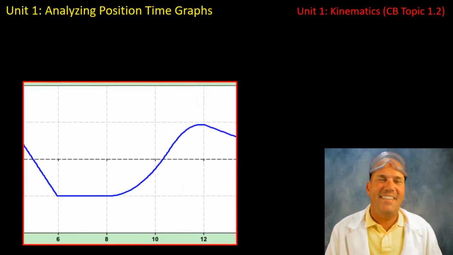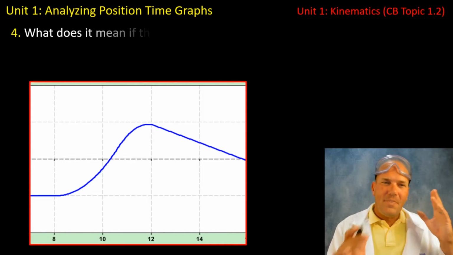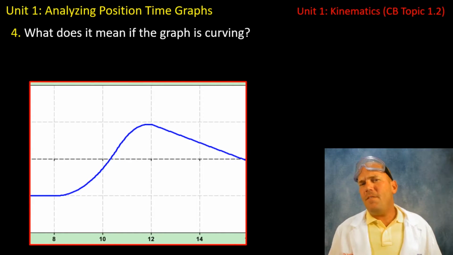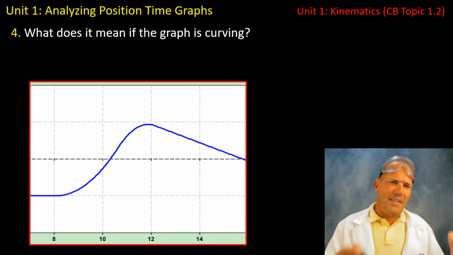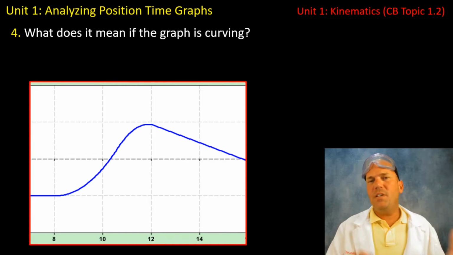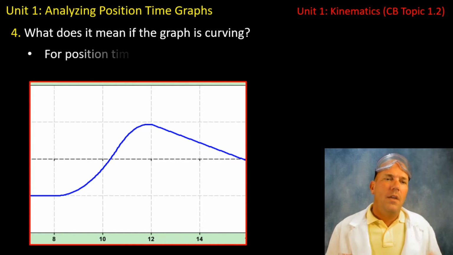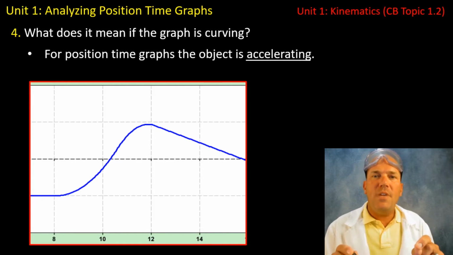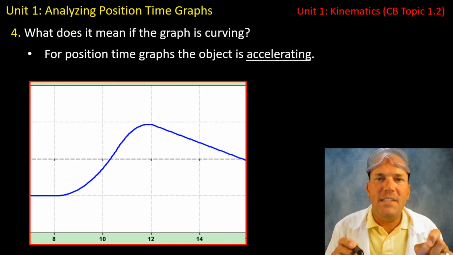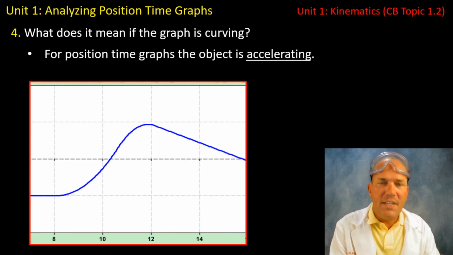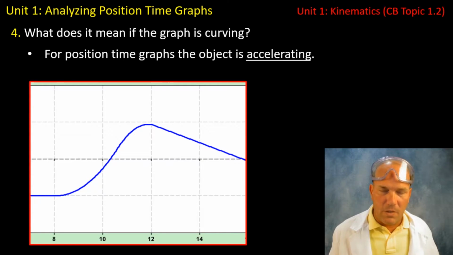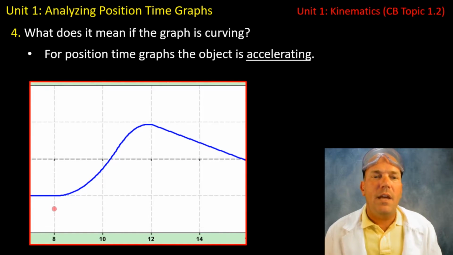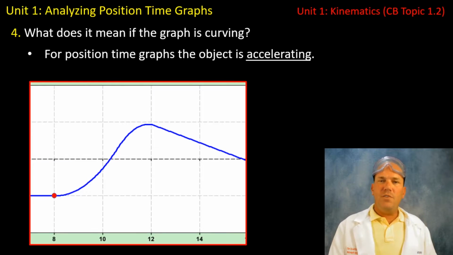Now, our final question: what does it mean if the graph is curving when analyzing a position time graph? For position time graphs, it means the object is accelerating. Please remember that. Anytime there is curvature, the object is accelerating. Now let's take a look at this and get a visual.